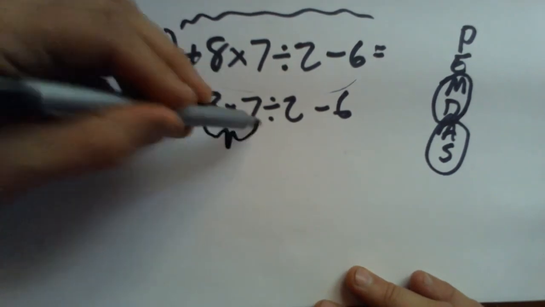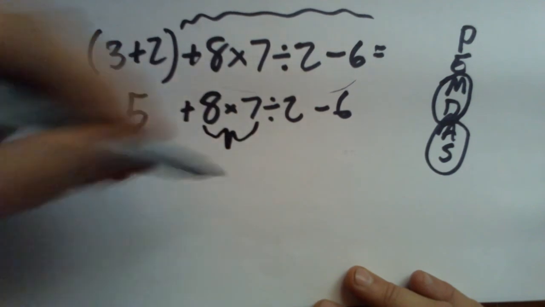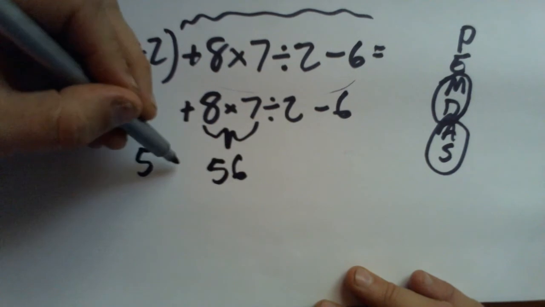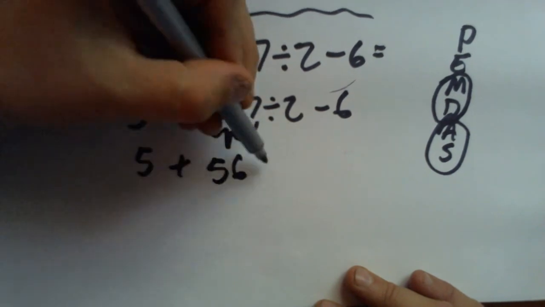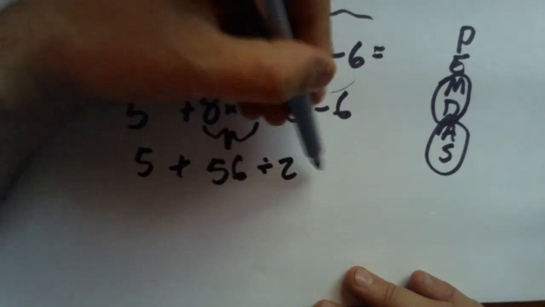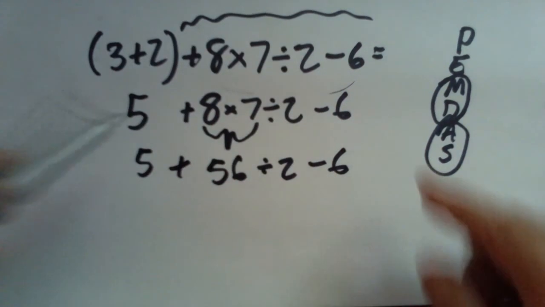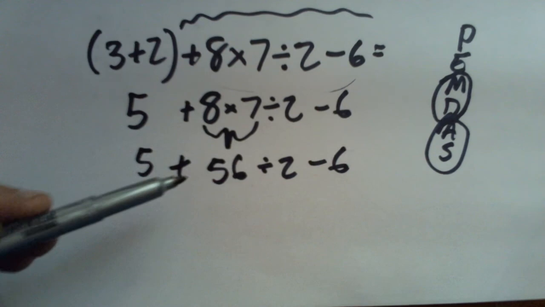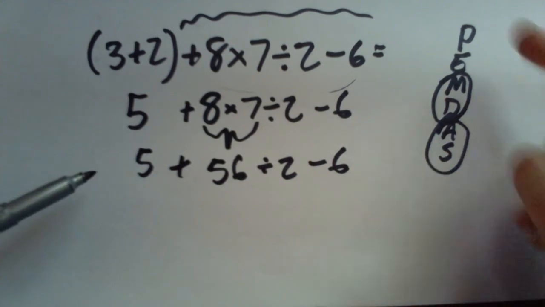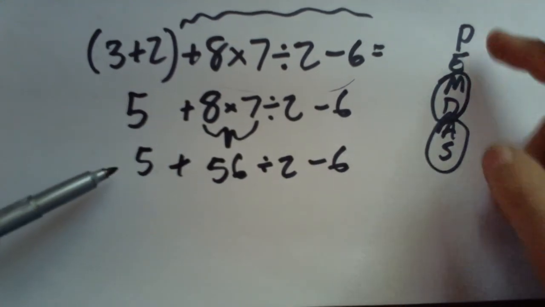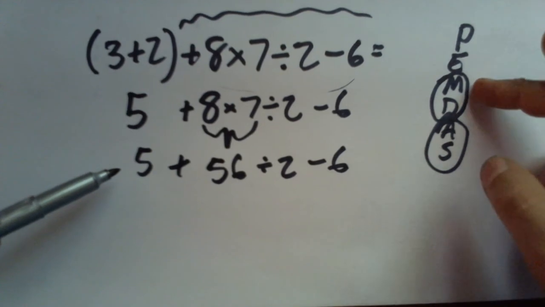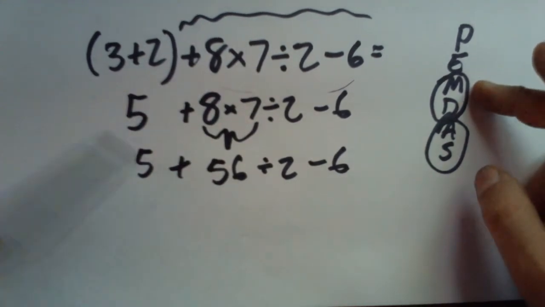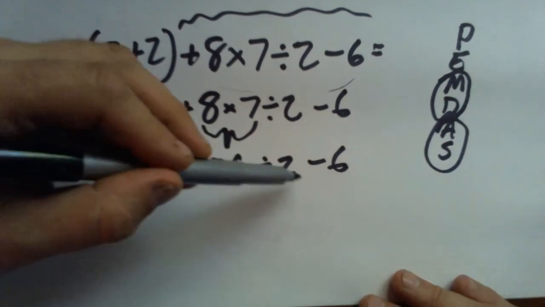8 times 7. What is that? That's 56. I'm going to drop the rest of this down. 5 plus 56 divided by 2 minus 6. The rest of it just came straight down. The only thing I changed was the 8 times 7. So now, any parentheses? No. Any exponents? No. Multiply or divide? I've got to divide. There's only one of them.